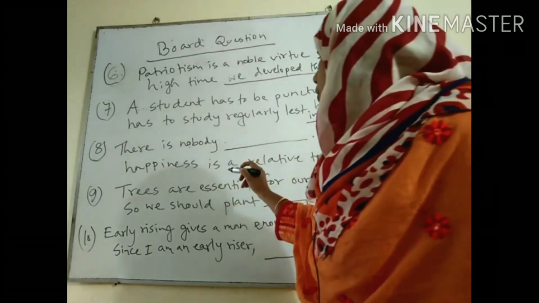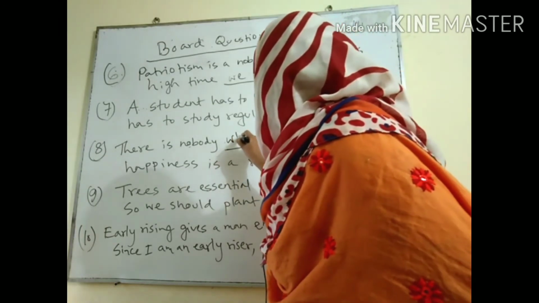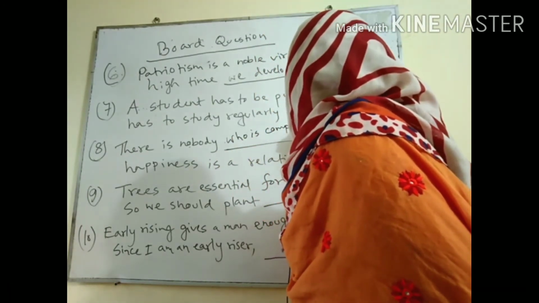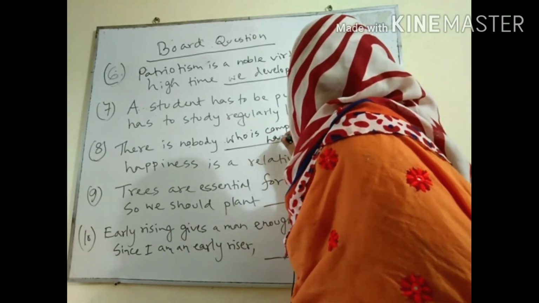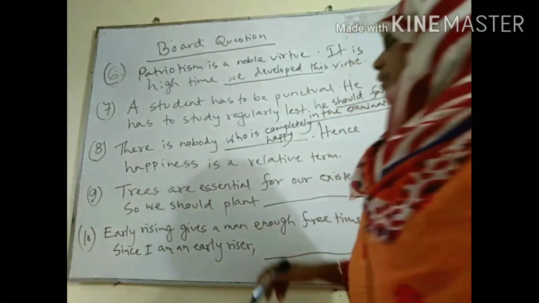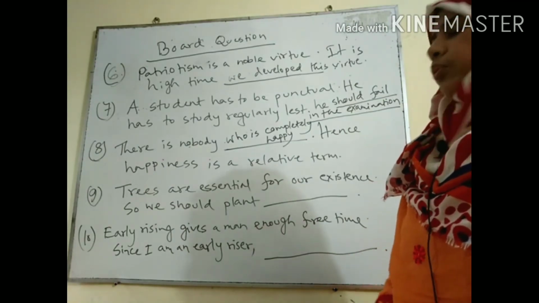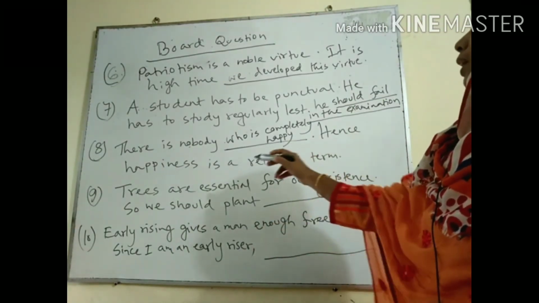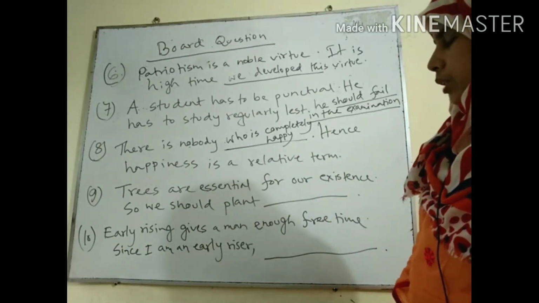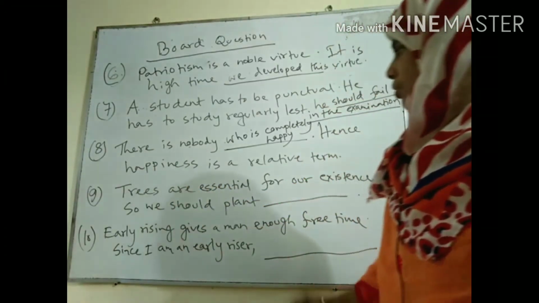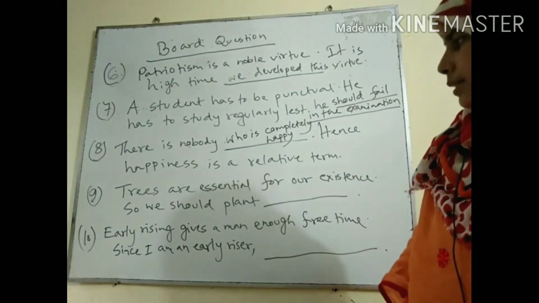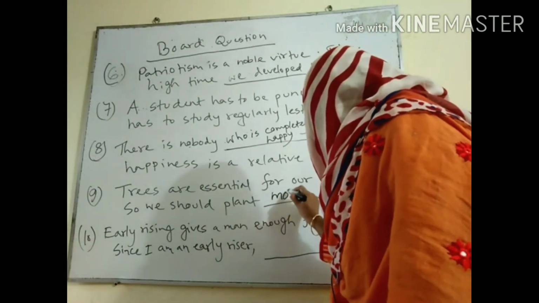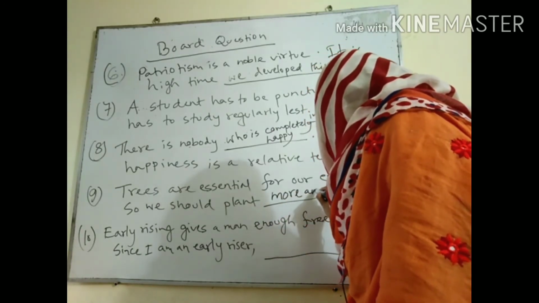Okay, then number 8, there is nobody gap, hence happiness is a relative term. There is nobody who is completely happy. There is no one in this world who is called perfectly happy or completely happy, hence happiness is a relative term. And then number 9, trees are essential for our existence, so we should plant more and more trees.